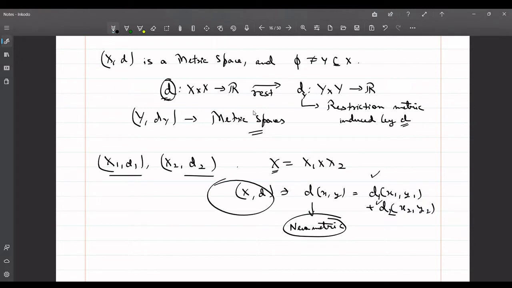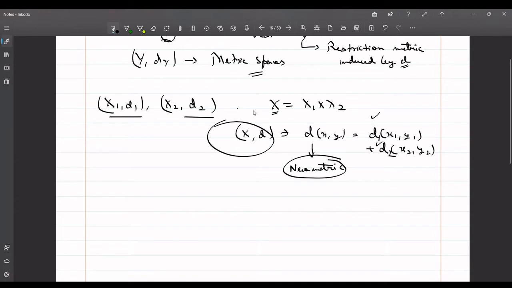You can also choose one more such induced metric. For example, let d(x, y) be the maximum of d1(x1, y1) and d2(x2, y2). This will also form a new metric. These two are very trivial to check, you can do it on your own.